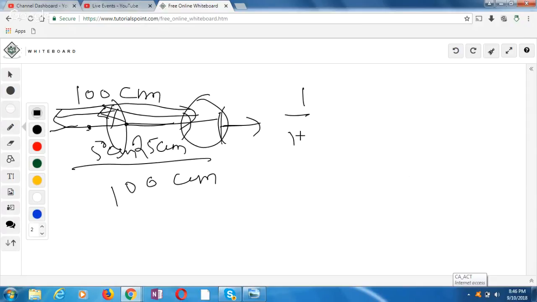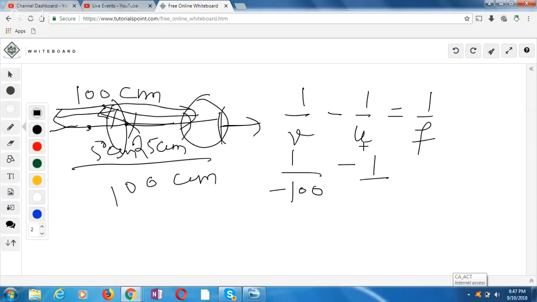How do I write it in terms of formula? So 1 by v minus 1 by u is equal to 1 by f. Now how do I write it? So try to understand. Suppose a particular object is kept at 25 centimeters because that is the least distance. So I am keeping v as minus 100 centimeters. u is minus, so I'm putting it with sign convention, minus 25, and that is equal to 1 by f.